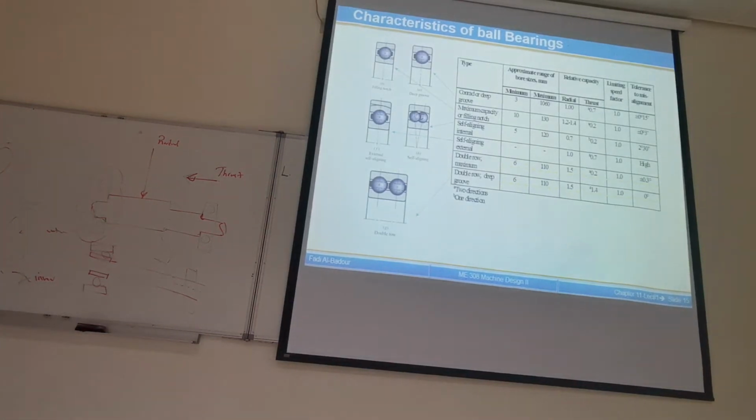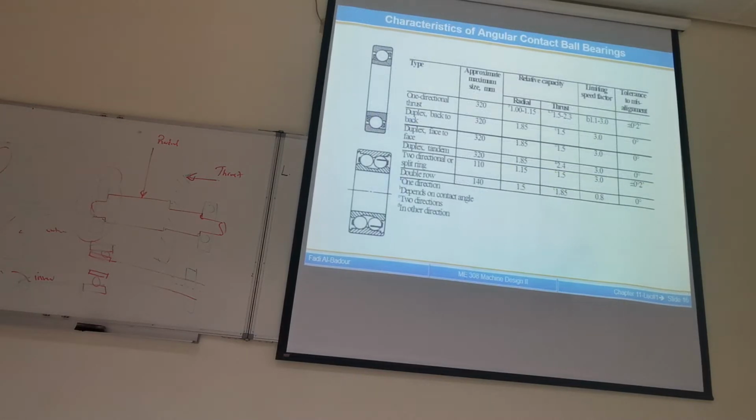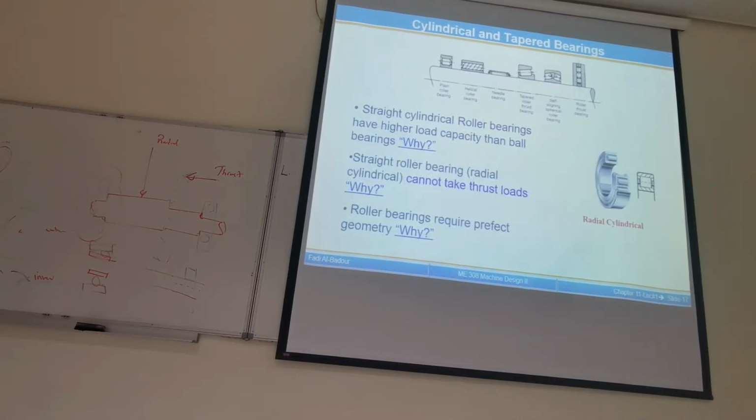The other type of bearing is the cylindrical roller bearing. So this is the cylindrical roller bearing, different types. Okay, the rolling element shape is different, but we talk about those two: the straight or plain cylindrical roller bearing, and the tapered roller bearing. Those are the two types that we're studying in this chapter.